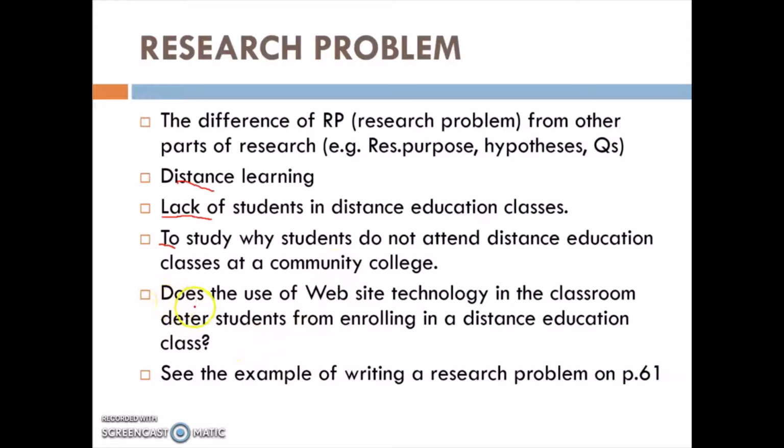It comes with a question, and it starts with the word does. Does the use of website. After reading a lot of articles, finally the researcher decided to focus more on website technology. And then it comes here, this is the variable. Does the use of website technology in the classroom deter students from enrolling in distance education classes? So this one is more focused and becomes more specific. And this is the example of a research question.